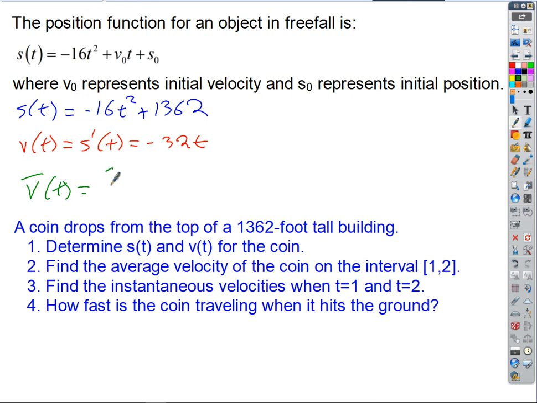So we're just going to get S of 2 minus S of 1 over 2 minus 1, right? That's all an average is. We're looking at the slope of a secant line. So we want to know the position at 2 minus the position at 1, over time 2 minus time 1.